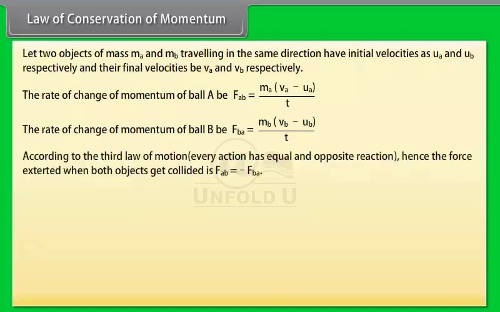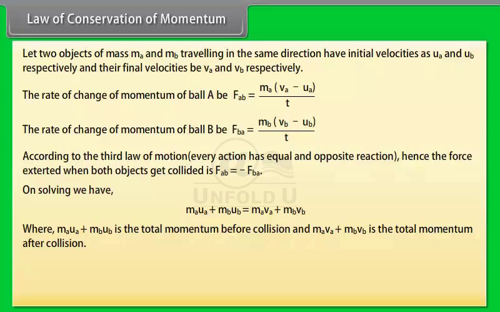According to the third law of motion, every action has equal and opposite reaction. Hence, the forces exerted when both objects collide are FAB equal to minus FBA. On solving, we have MAUA plus MBUB equal to MAVA plus MBVB, where MAUA plus MBUB is the total momentum before collision and MAVA plus MBVB is the total momentum after collision.